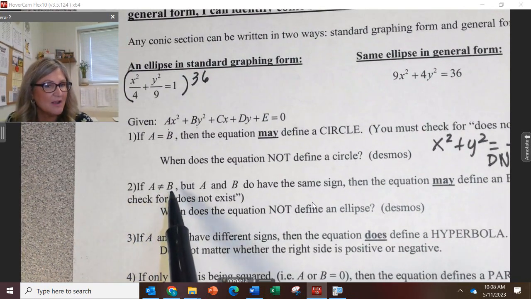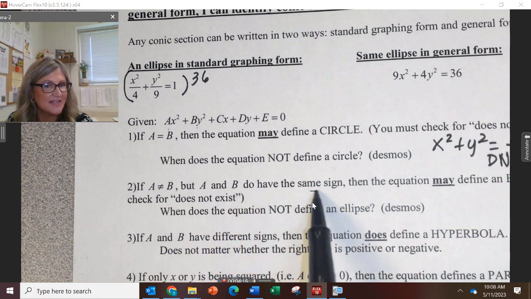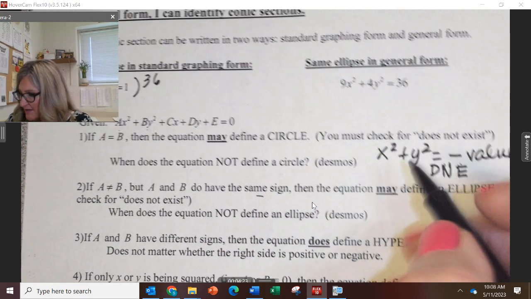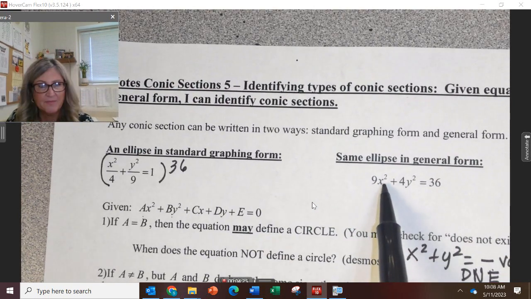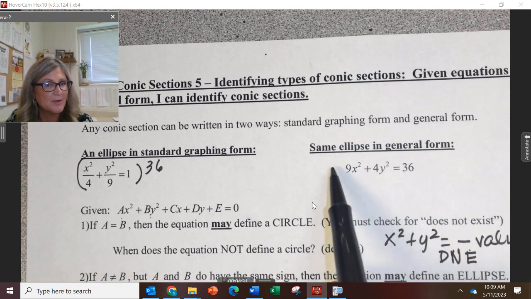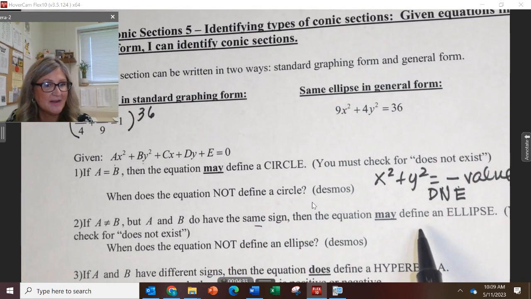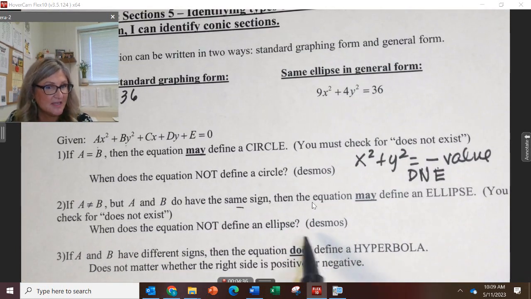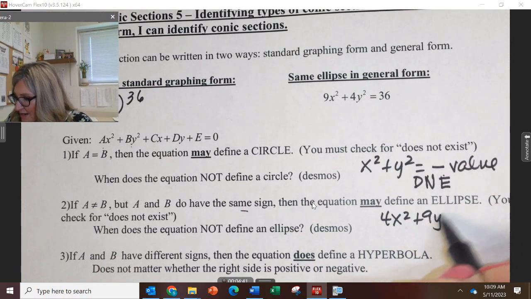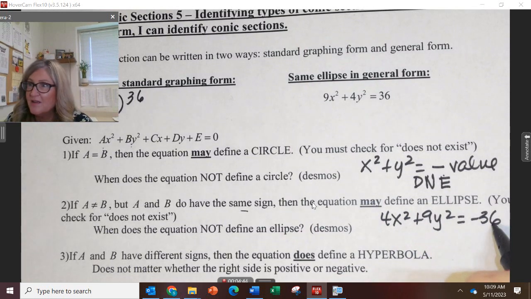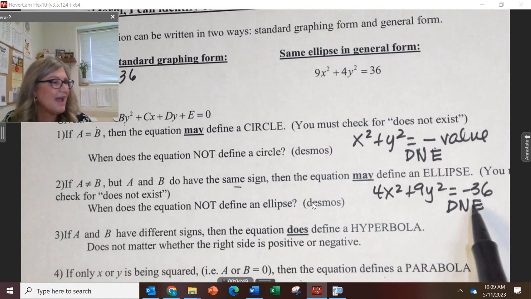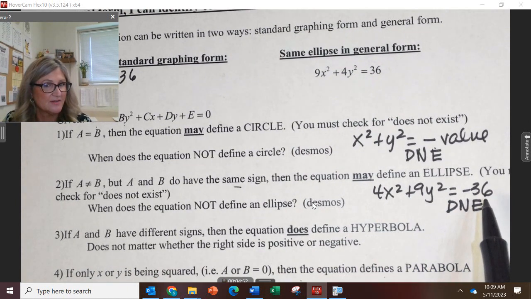If A does not equal B, but A and B do have the same sign, then the equation may define an ellipse. All right, so what am I saying there? Well, that's like this example up here. A and B are not equal to each other, but they're both positive. So it could be an ellipse, but it could also be that it does not exist, like we looked at. If I have 4x squared plus 9y squared equal to a negative, that's actually going to be does not exist, because we can't have it equal to a negative because it's a closed figure, and we looked at that.